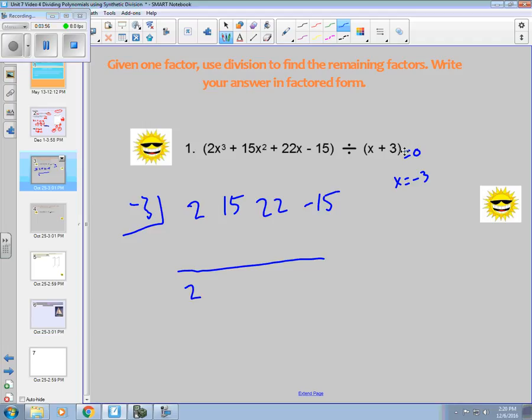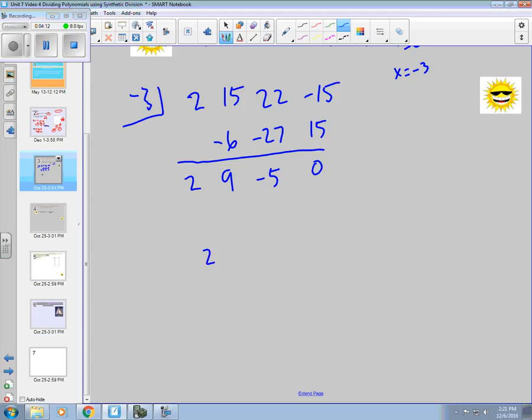Drop the 2 down, multiply, add, multiply, add, multiply. Two negatives is going to be positive 15, remainder 0. So what we got left here now is 2x squared plus 9x minus 5. Again, though, we're not done. We want to break this down farther. What are the things remaining within that? So this is factoring again.